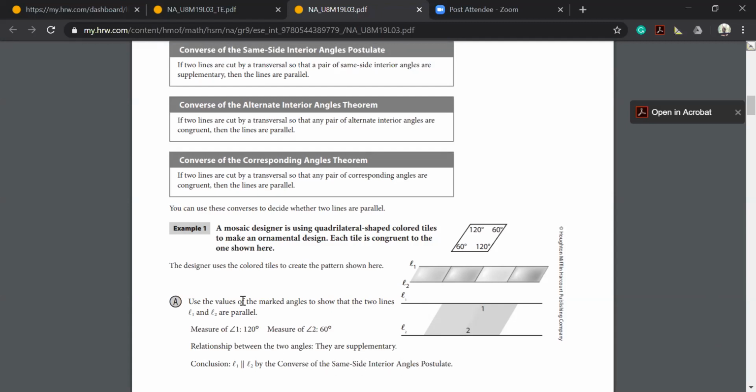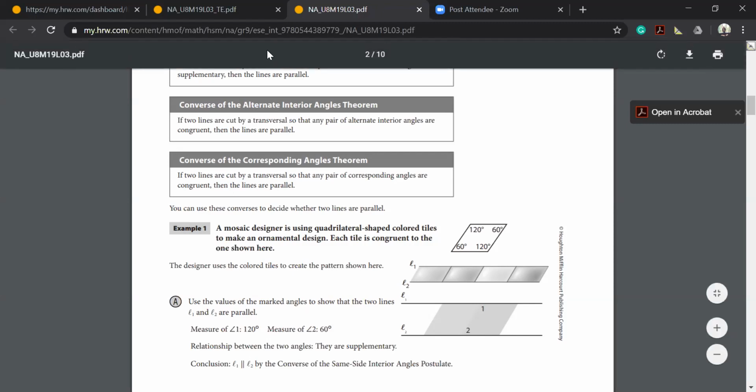Oh, this is what he wrote in here. Measure angle 1 is 120, like in here. Measure angle 2 is 60. The two angles are supplementary. And the two angles are in the places of same side interior angle, right? So you prove that a pair of same side interior angles are supplementary, then the two lines are parallel. This is how to use the same side.